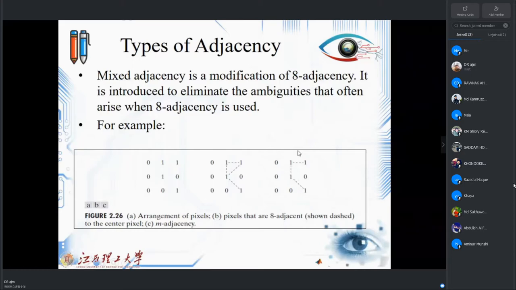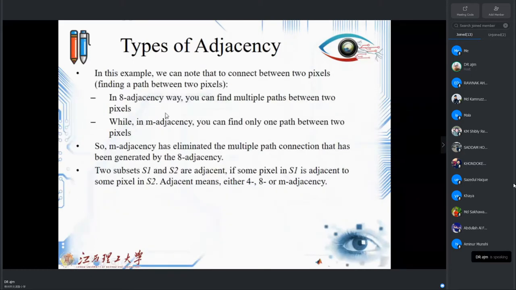Okay. In this example, we can note that to connect the two pixels, because we are searching for a path between them, in eight adjacency you can find multiple paths between two pixels, while in M adjacency you can find only one path between two pixels. So the M adjacency will eliminate the multiple paths of connection that are generated by eight adjacency. And two subsets S1 and S2 are adjacent if some pixel in S1 is adjacent to some pixel in S2, where the adjacency is either 4, 8, or M adjacency of the pixels.